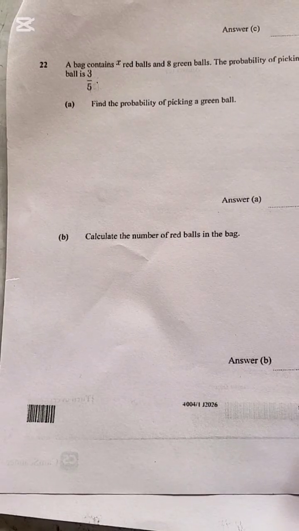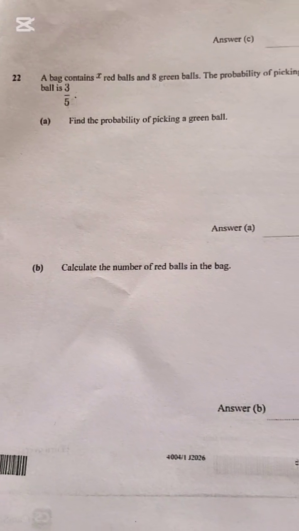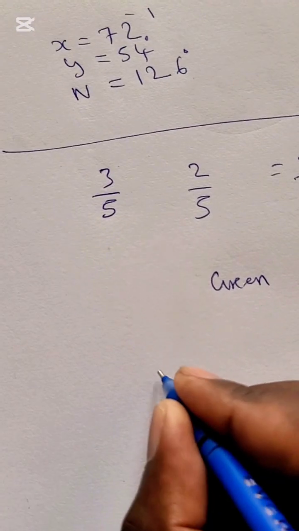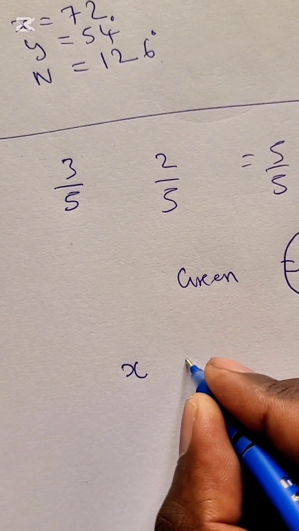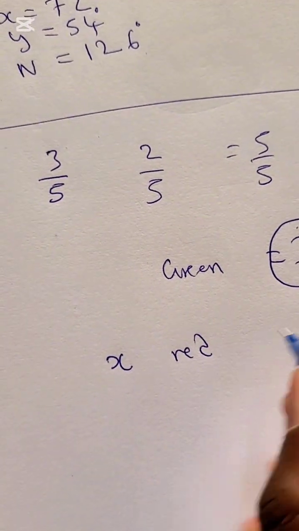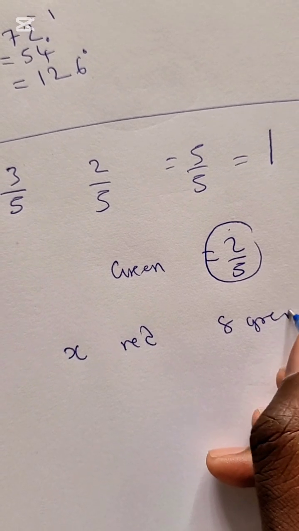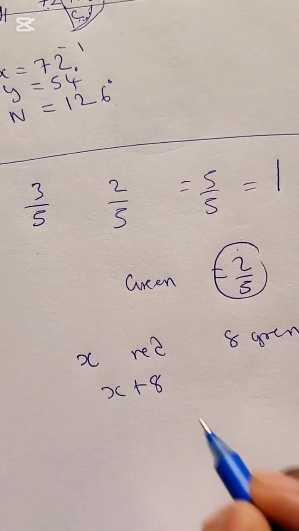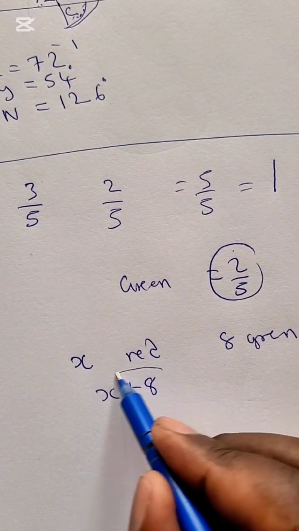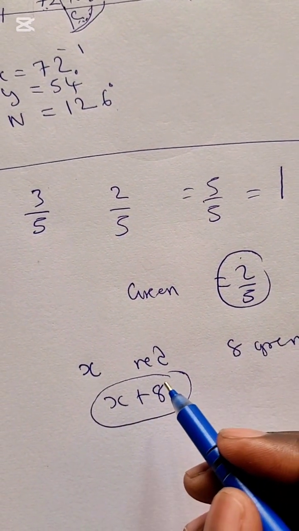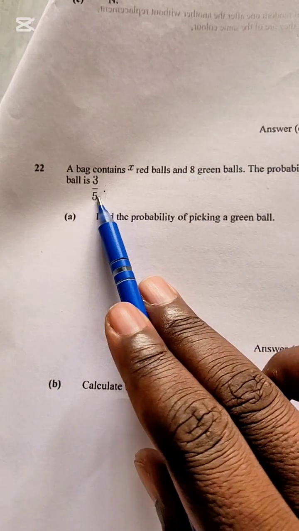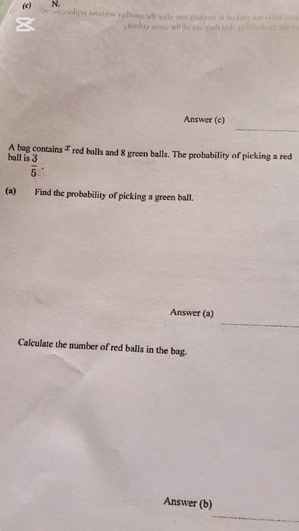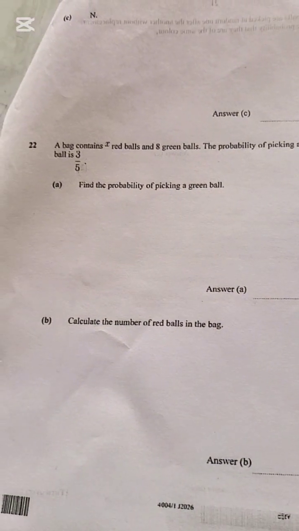Then calculate the number of red balls in the bag. I'm given that a bag has X red balls and 8 green balls in it. So we're going to say X plus 8 would be the total number of balls in the bag. And the probability of picking a red ball is 3 over 5. Find the value of X. That's very simple.